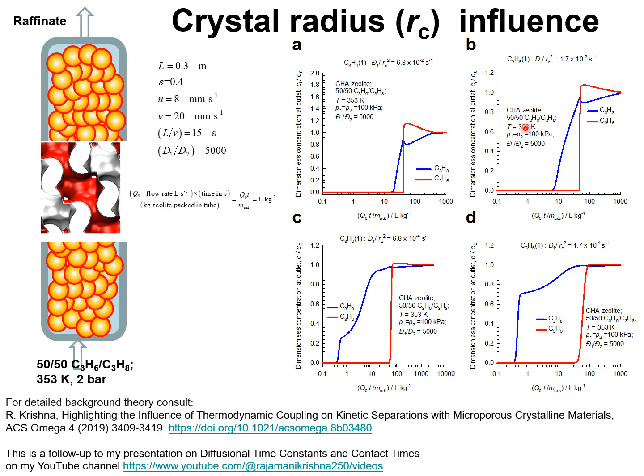This is reduced to 1.7 times 10 minus 2 in this case, to 6.8 times 10 minus 4 in this case, and 1.7 times 10 minus 4 per second in this case. Increasing the particle size or the crystallite radius results in stronger diffusional influences as we move from A to B to C to D.